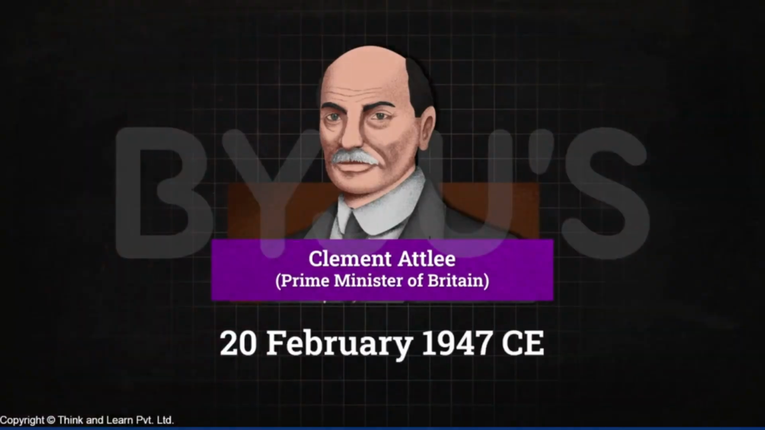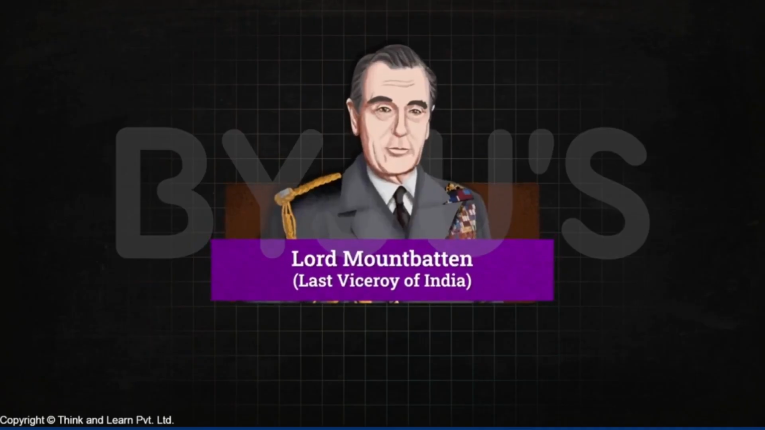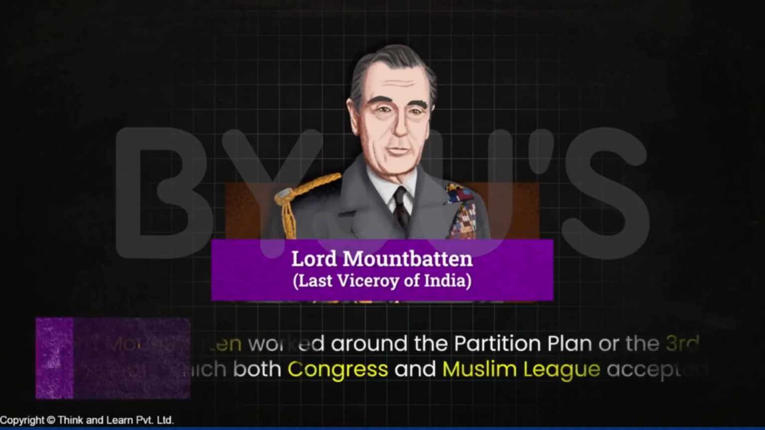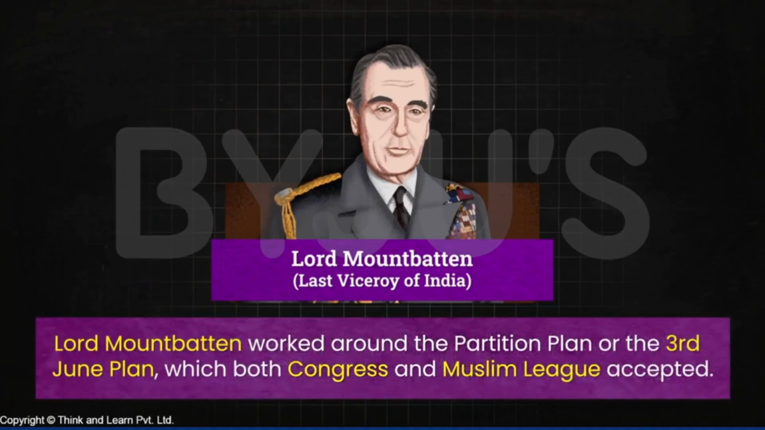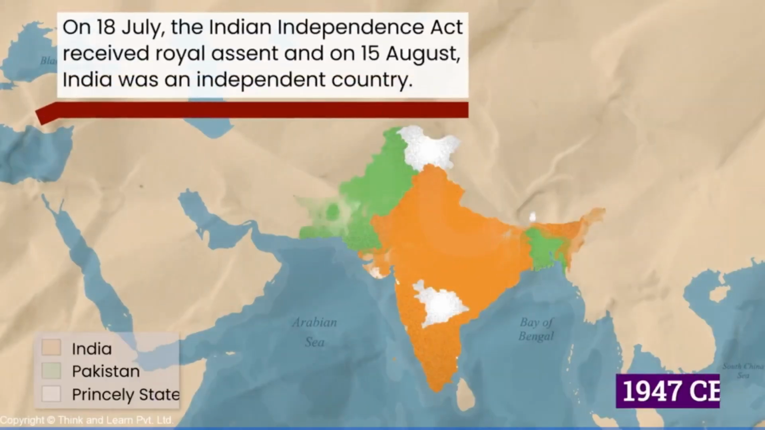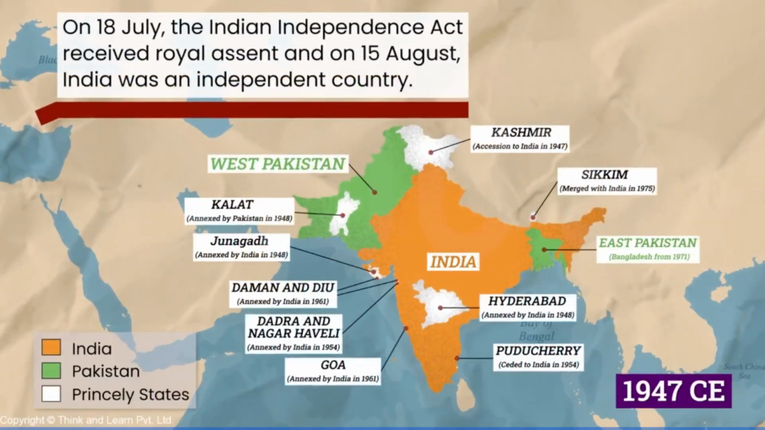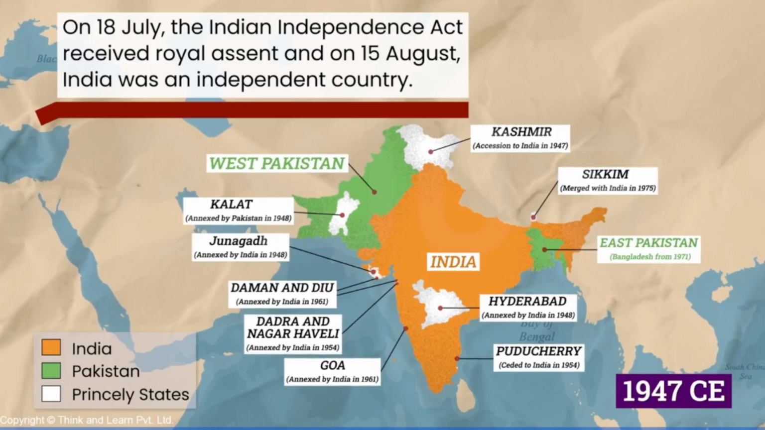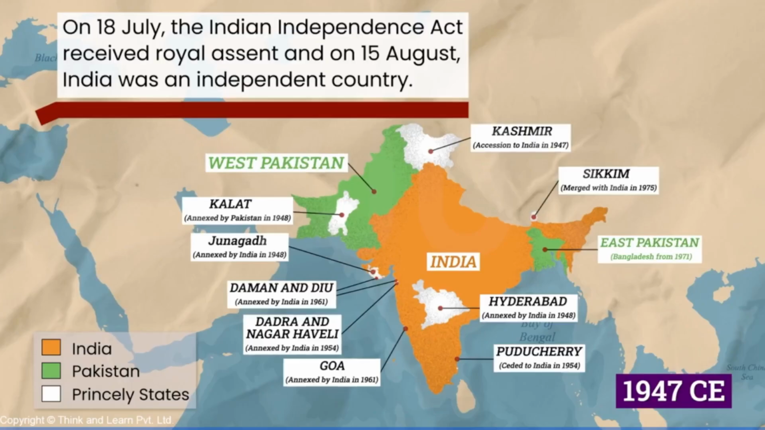On 28th February 1947, Clement Attlee, the Prime Minister of Britain, declared that they would relinquish their power in India by 30th June 1948. He named Lord Mountbatten as the Viceroy of India, succeeding Lord Wavell. Lord Mountbatten worked around the partition plan, or the 3rd June plan, which both Congress and the Muslim League accepted. Finally, on 18th July 1947, the Indian Independence Act received the royal assent. And on 15th August 1947, India was an independent country.